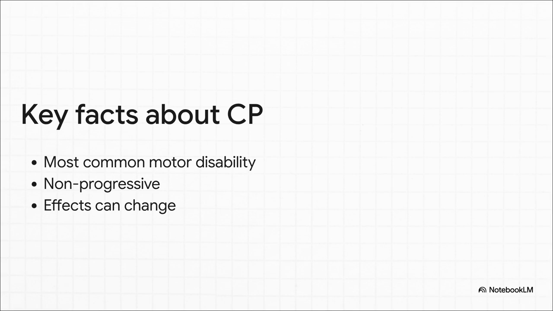Well, it means the physical damage to the brain, that original injury or abnormal development from infancy, doesn't grow, it doesn't spread, and it doesn't inherently worsen over time. The brain injury itself is entirely static. However, and this is a massive distinction, the physical effects of that static brain injury can, and usually do, change over time. Just think about a child's body for a second.